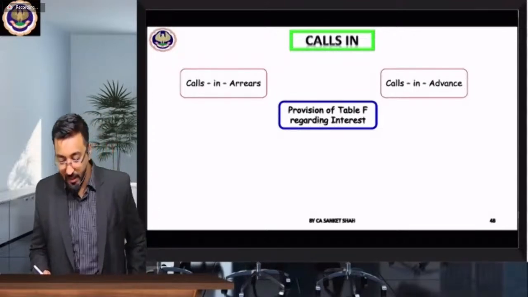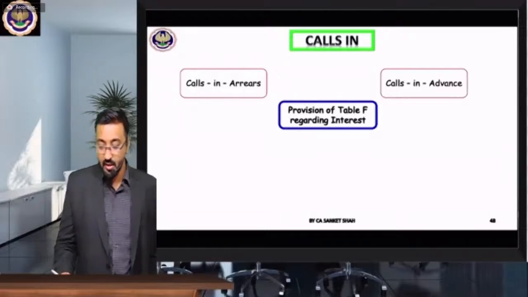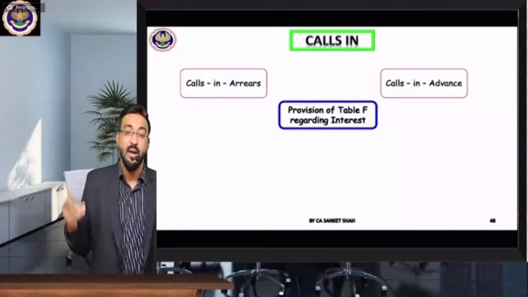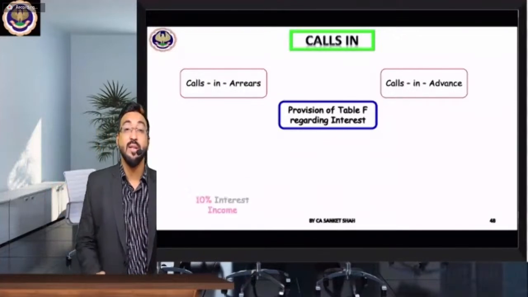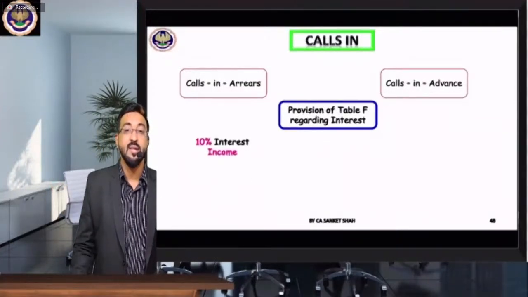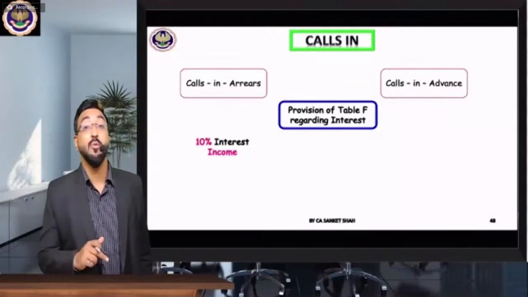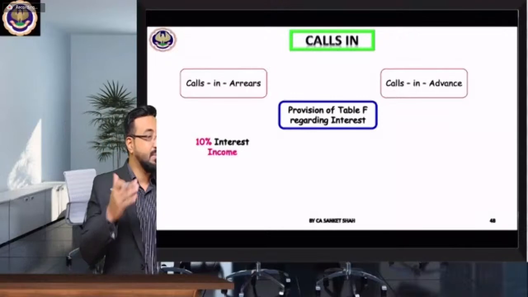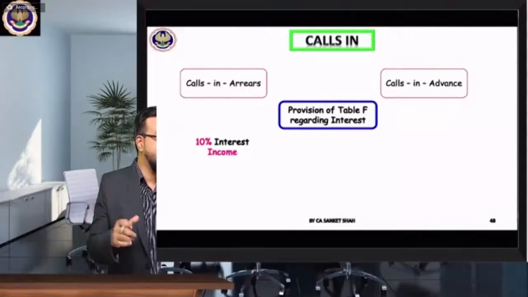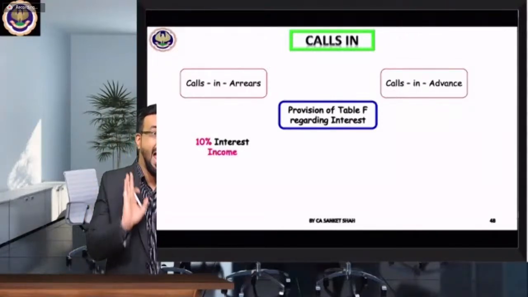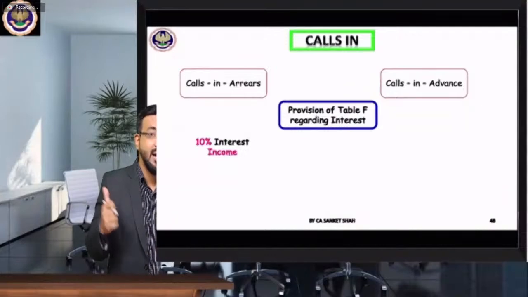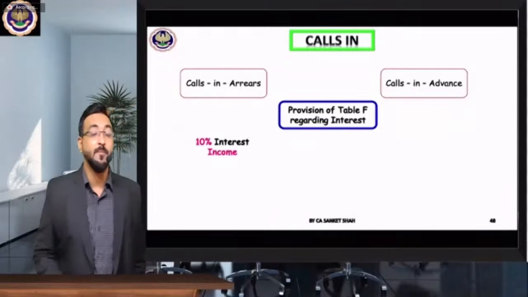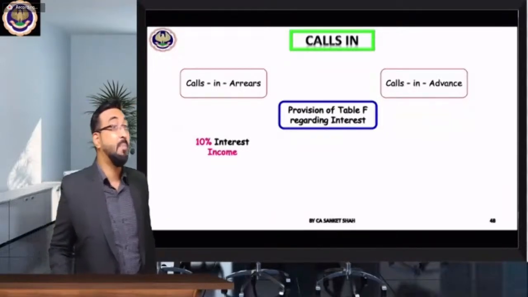Very good. Many students now think it logically. Sir, calls in arrears means the amount which is receivable, and on that whatever interest we have, it is income. And this income is 10%. Now this is given in the Companies Act in Table F. So there are some tables, and in that Table F, there are tables which are given by the Act itself. So don't ask me why Table F. Okay, it is given in the Companies Act. That Table F explains that this is a 10% income.